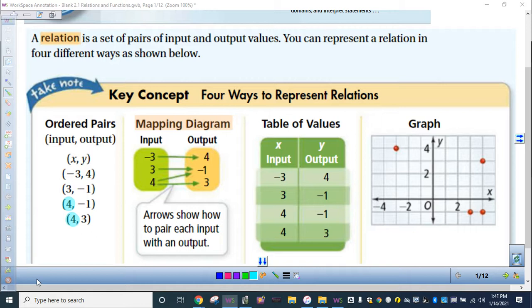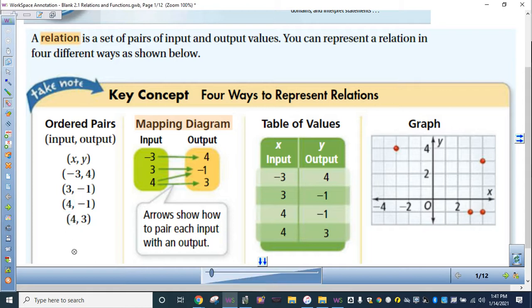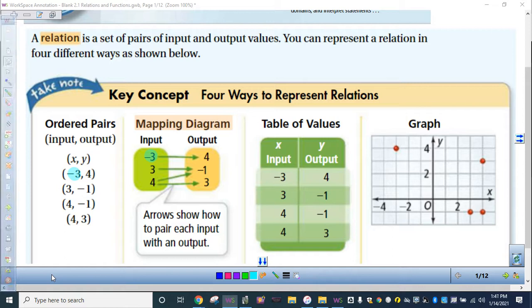Now, mapping diagram. If you look right here, -3 is right there. This is how you make a mapping diagram. The 4, you just draw an arrow over to the 4. You've got 3 right there to -1 right there. So that's all you have to do with the mapping diagram. The ones that I'm going to care about are going to be a function. With a function, you always list least to greatest, no repeats, which we'll say again in a sec here.